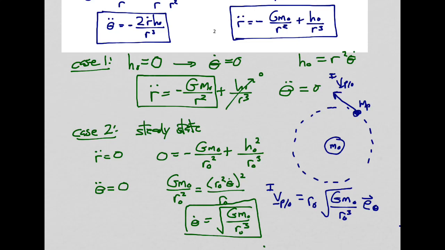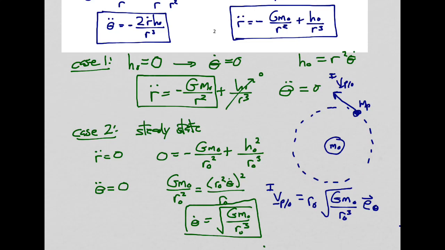So hopefully what you're seeing here is the importance of this parameter, which we're calling the specific magnitude of the angular momentum, because it's going to tell us, based on how we parameterize this, how the system is going to behave, because it's going to conserve that magnitude. Now these two cases, one in which we're just dropping the mass, and the other in which we have steady state, a circular orbit.